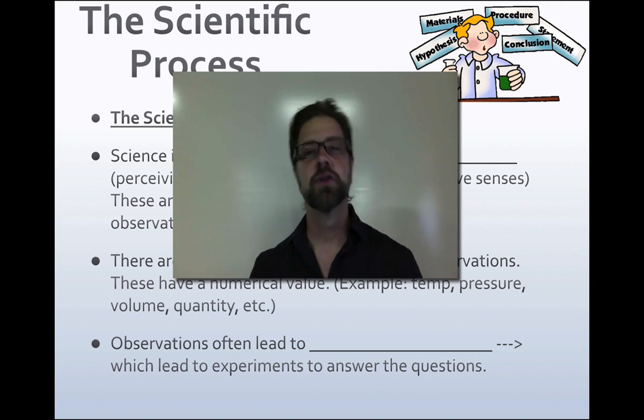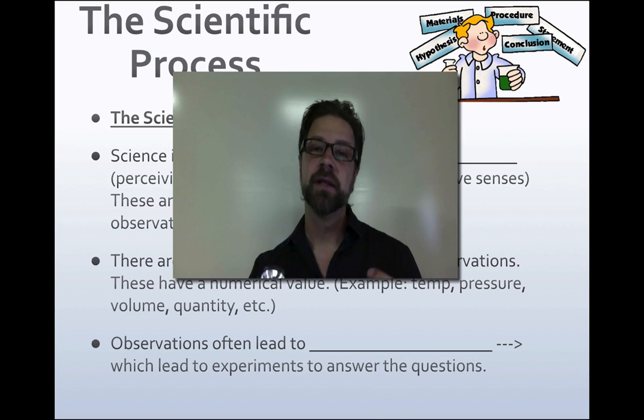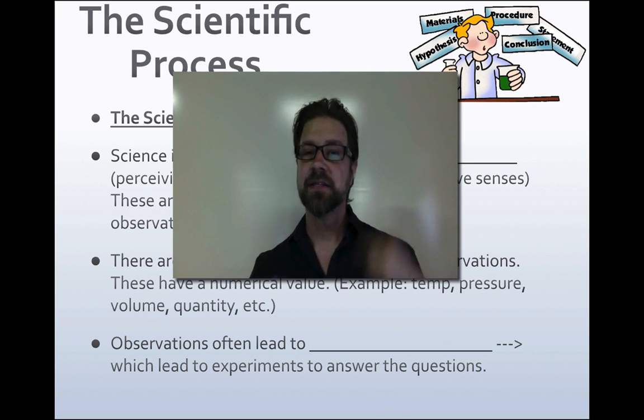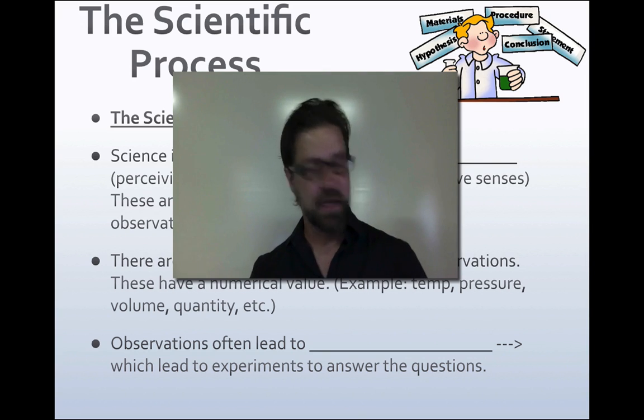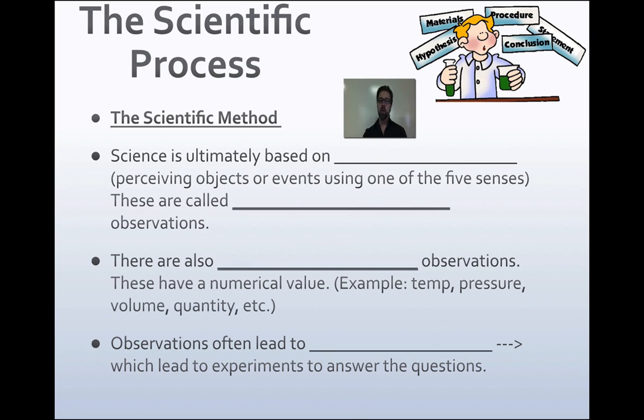So, of course, no one does that. But as you can see, the steps of the scientific method were there as I solved the problem of my flashlight not working. So what we can say then is science is ultimately based on observations. That always gets the scientific method and scientific process going.